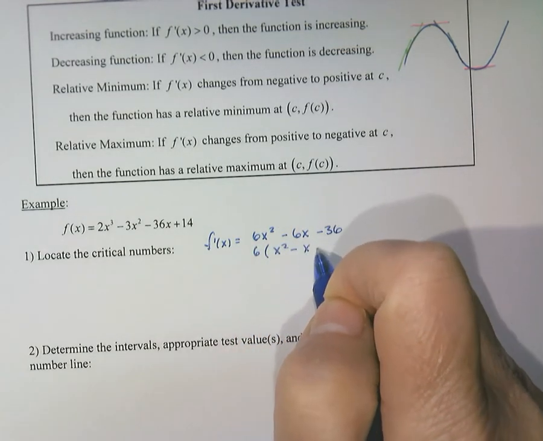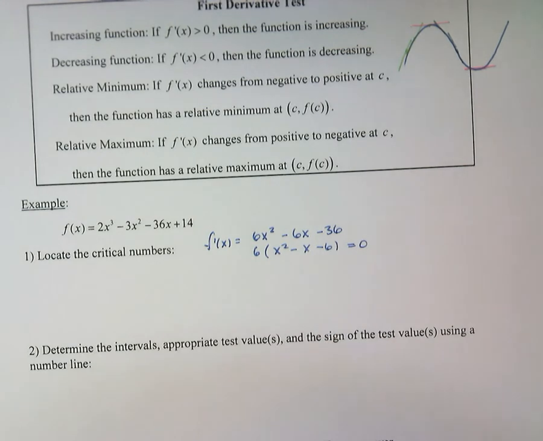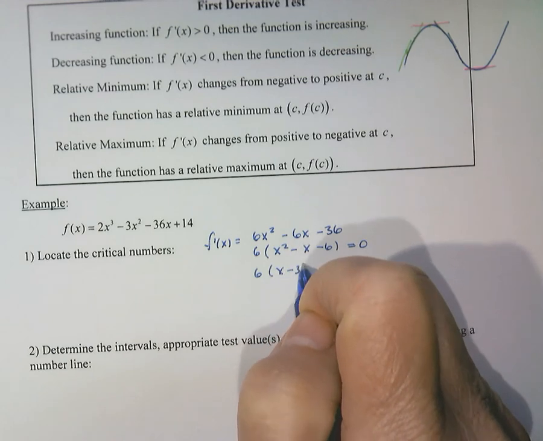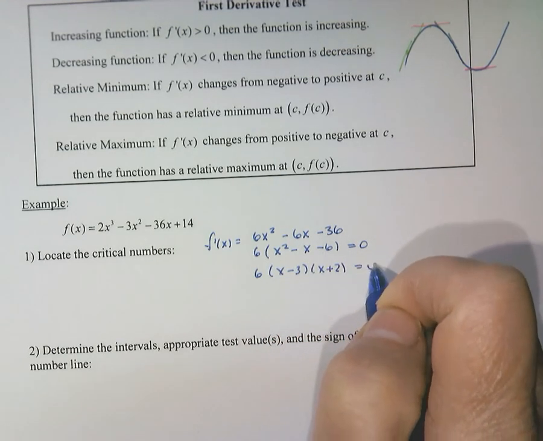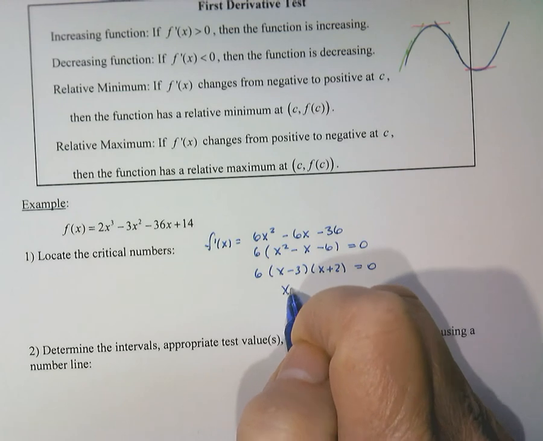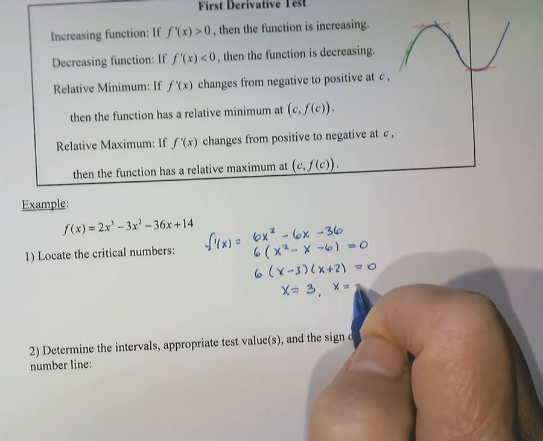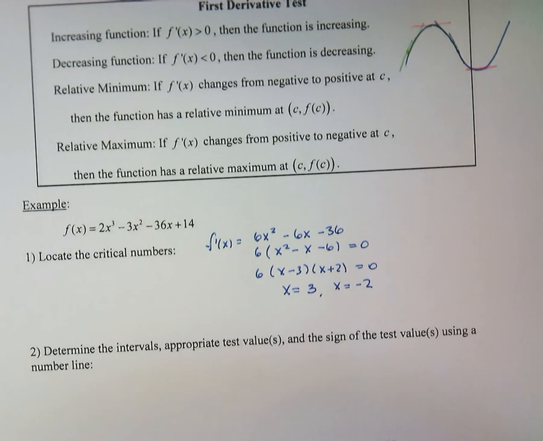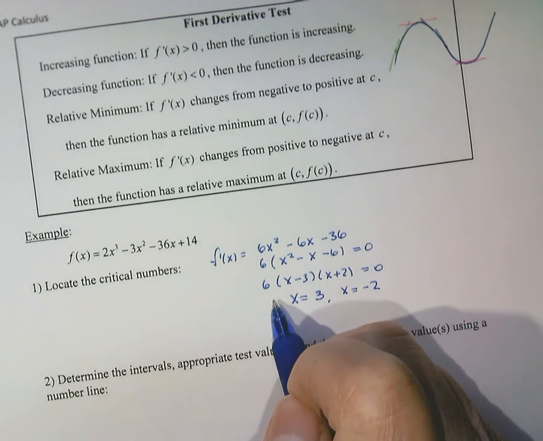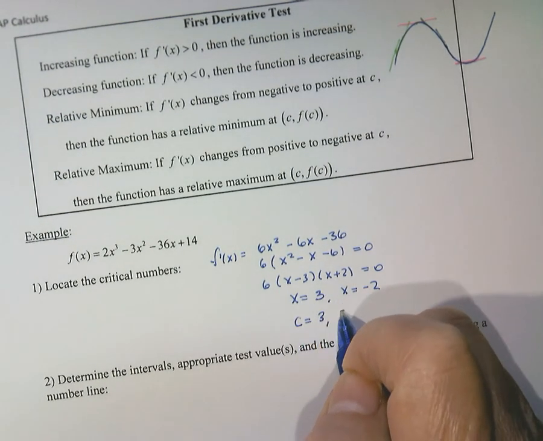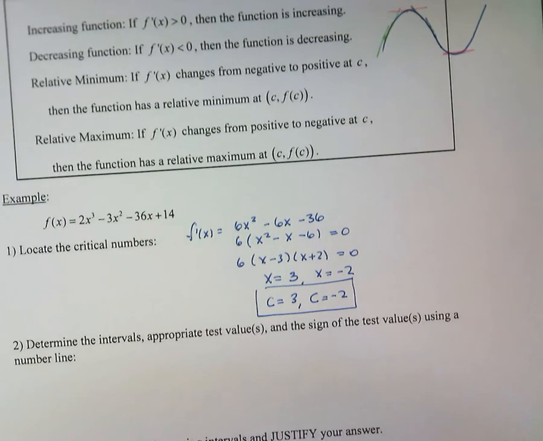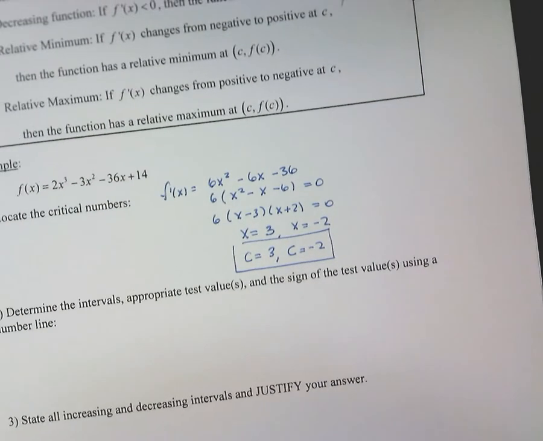I'm going to factor out the common term first. I can factor this x squared minus x minus 6. So I have 6, x minus 3, x plus 2 equals 0. So my critical numbers are going to be x equals 3 and x equals negative 2. That means something is changing or possibly changing at those two numbers. So these are my critical numbers. Sometimes you'll see them as c equals. It doesn't matter. That's where something is happening, something critical is going on.